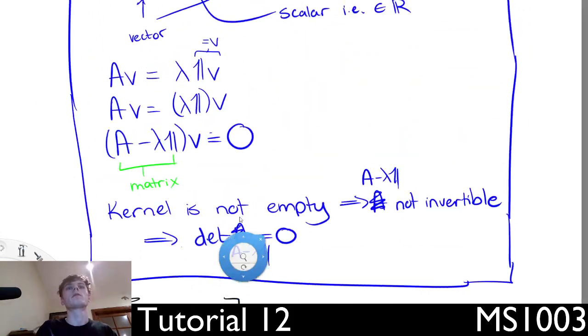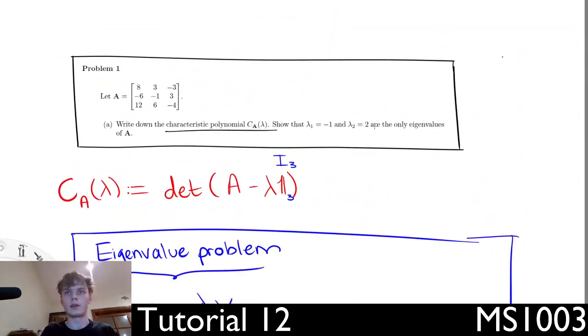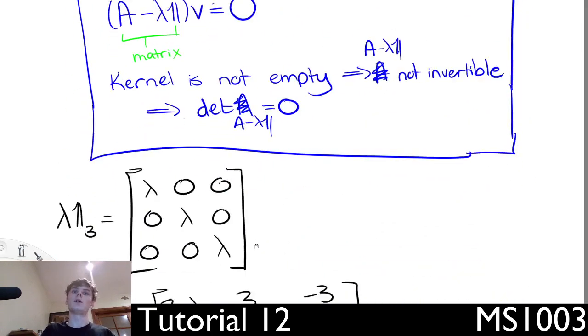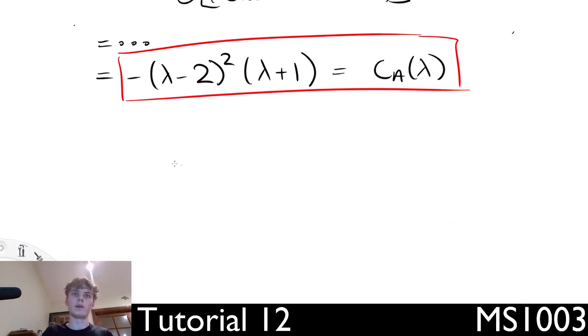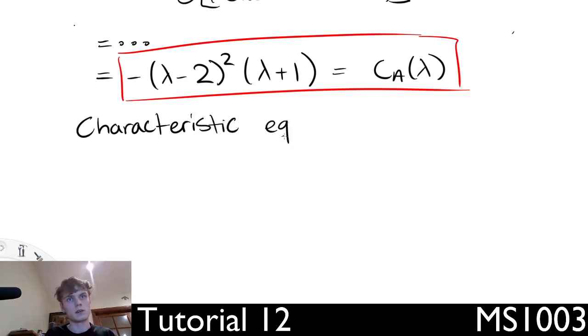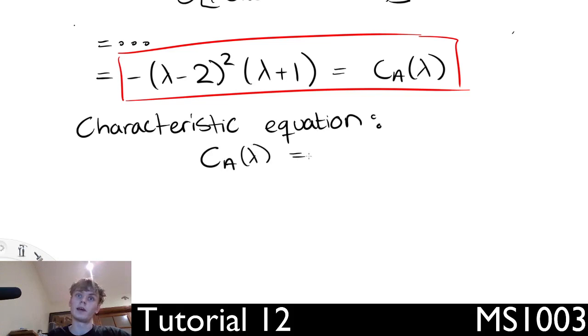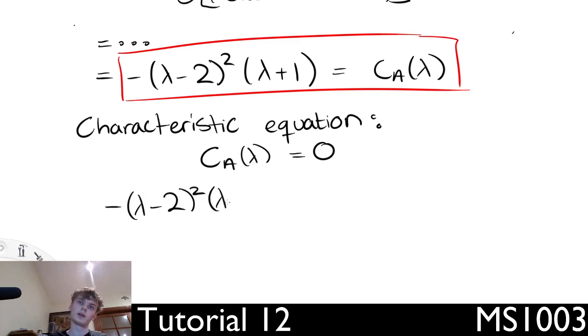So, found the characteristic polynomial. Now we need to show that these are the only eigenvalues of A. Well, to do that, we need to solve the characteristic equation. And what's the characteristic equation? The characteristic equation is when you take the characteristic polynomial and let it equal 0, and you solve for lambda. So, I want to solve (lambda minus 2) squared times (lambda plus 1) equals 0.